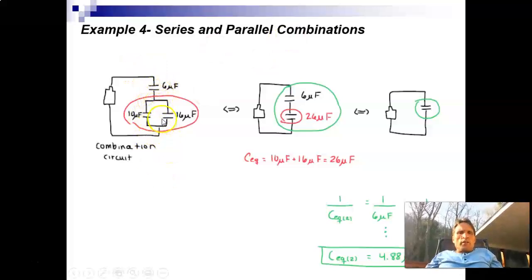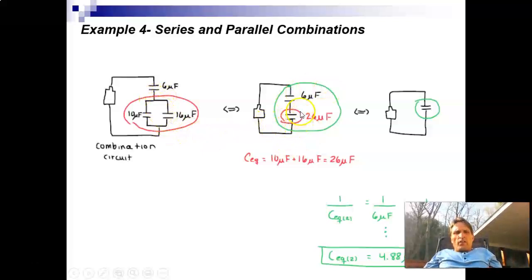So the first thing we do is calculate the parallel equivalent of these two. A 10 microfarad in parallel with a 16 microfarad, we add the two capacitances. You can replace this combination by a single capacitor of 26 microfarads. So now our circuit's looking a little simpler. It's not as scary to analyze as this.